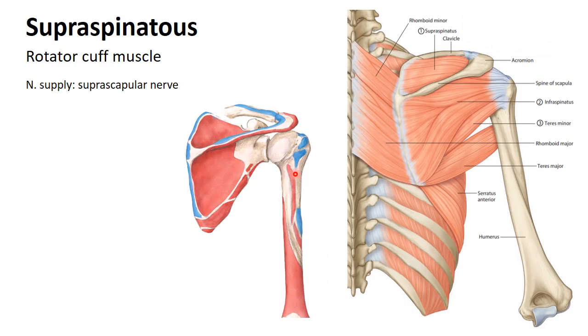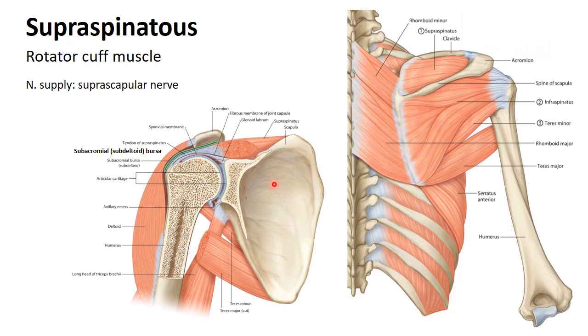The second muscle is called supraspinatus, and as the name suggests, it lies above the spine of the scapula. It takes origin from the supraspinous fossa and passes laterally beneath the acromion of the scapula and the acromioclavicular joint to reach the superior facet of the greater tubercle of the humerus. So it passes beneath the acromion. Innervation is by the suprascapular nerve.